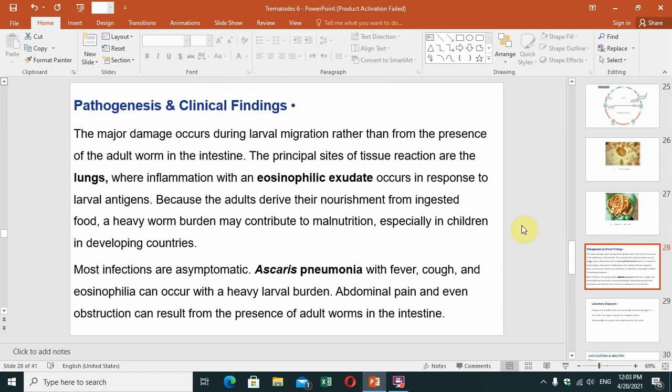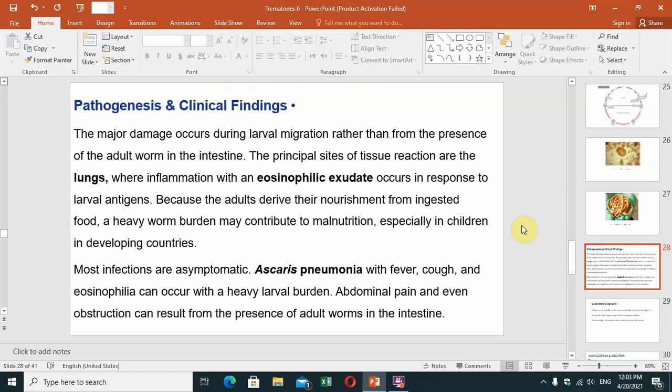The principal sites of tissue reaction are the lungs, where inflammation with an eosinophilic exudate occurs in response to larval antigen, because the adults derive their nourishment from ingested food. A heavy worm burden may contribute to malnutrition, especially in children in developing countries.